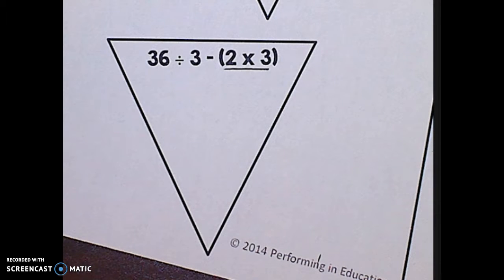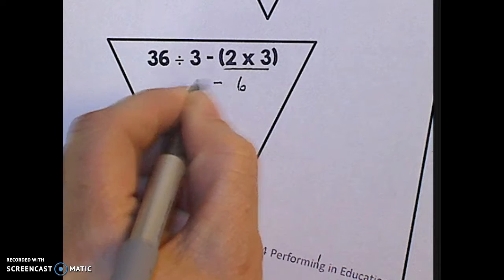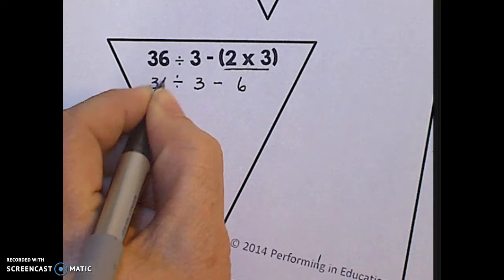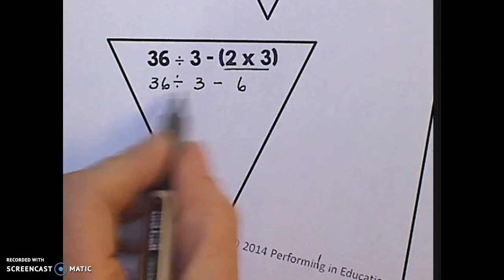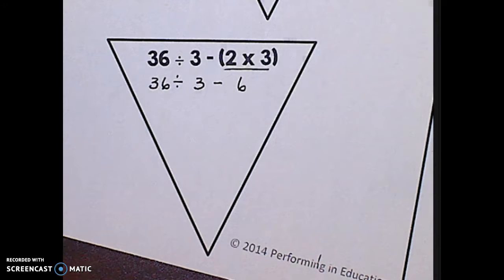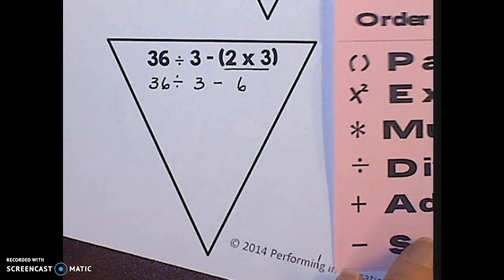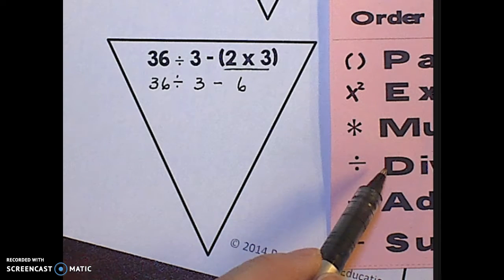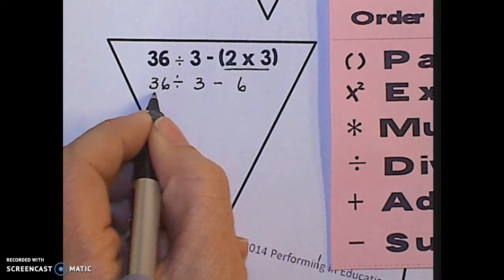So 2 times 3 is 6. And then we're going to rewrite everything in the problem. Now when we look at what's left, we have division and subtraction. I just slide this in here, PEMDAS. Multiplying and dividing are before adding and subtracting. So division is my next step.